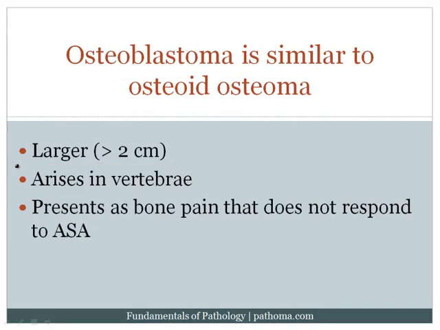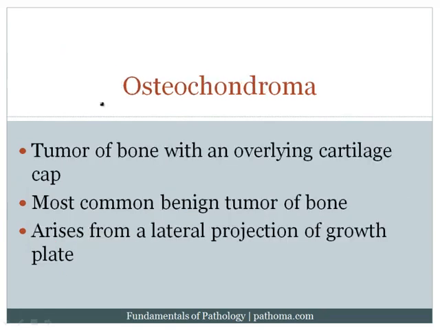The osteoblastoma usually arises in the vertebra. Remember that the osteoid osteoma arose on the cortex of the diaphysis of long bones. And number three, an osteoblastoma presents as bone pain that does not respond to aspirin, very high yield. Whereas with an osteoid osteoma, the bone pain would respond to aspirin.